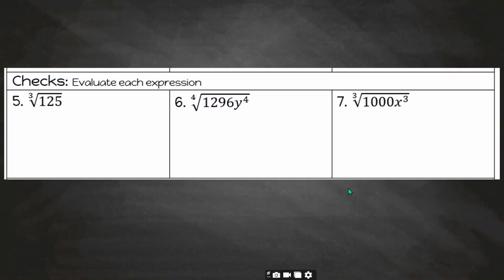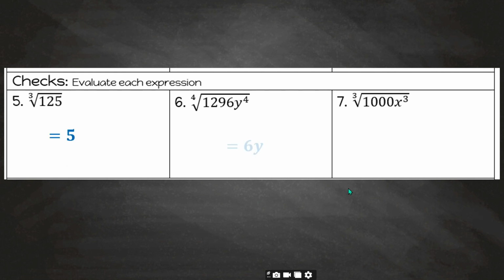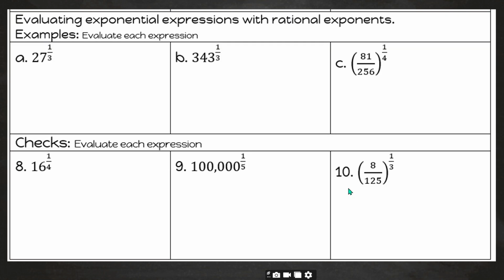All right, try these checks on your own. Come back, see if you have the correct answer. The third root of 125 is equal to 5. The fourth root of 1,296 y to the fourth is 6y. And the third root of 1,000x to the power of 3 is 10x.